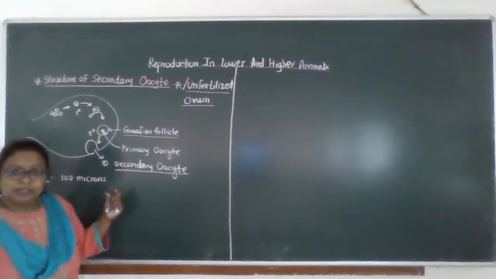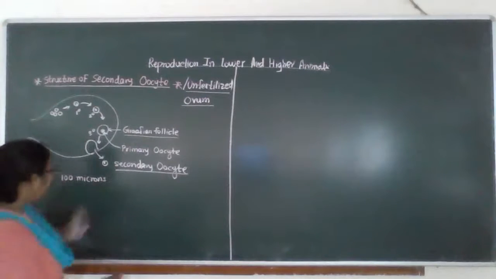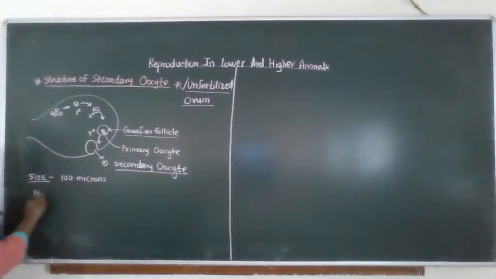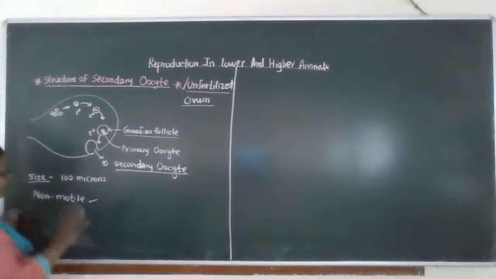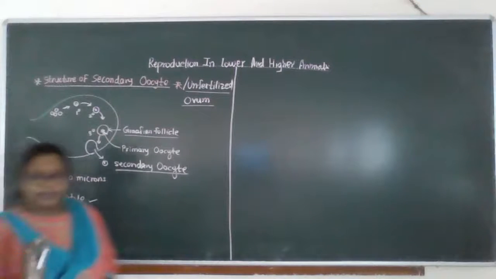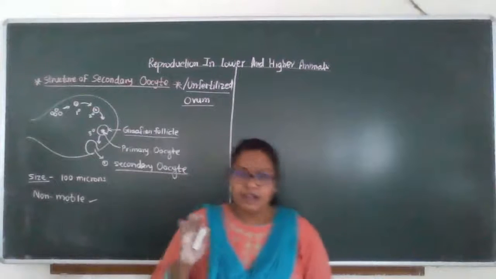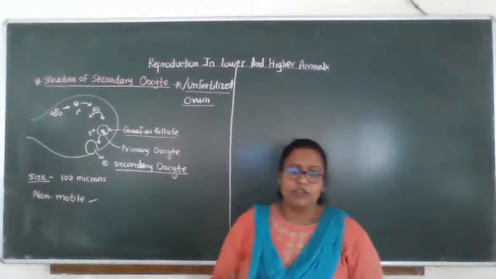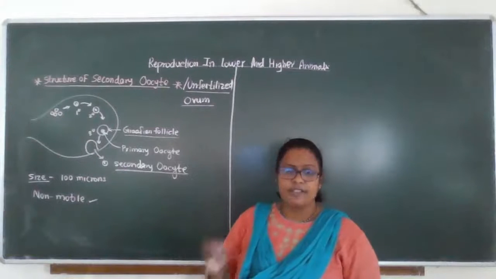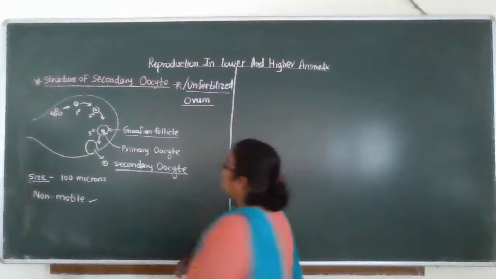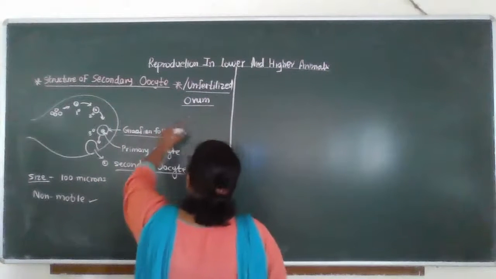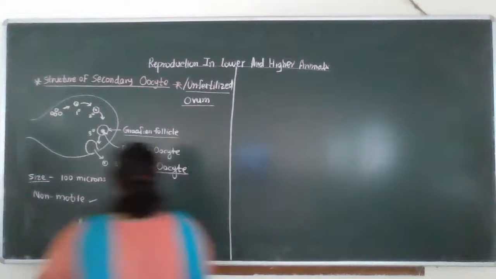This is known to be the biggest cell in the human body, and it is non-motile. This is also one of the important features. It has abundant cytoplasm inside it, and it has a haploid set of chromosomes which comes from the maternal side. Now the exact structure of an unfertilized ovum, that is, a secondary oocyte.